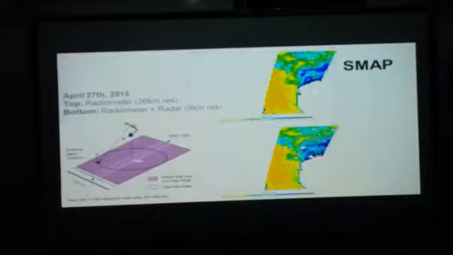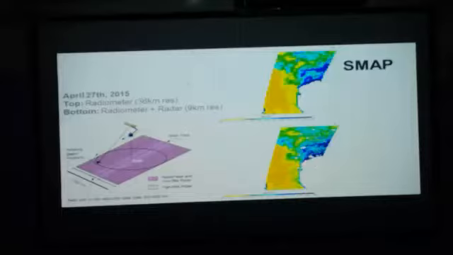This is what we're going to get. This is a 36 kilometer resolution from the radiometer data, and combining radiometer plus radar, we'll get a 9 kilometer resolution for soil moisture content. This is the scale. So blue is more moisture.